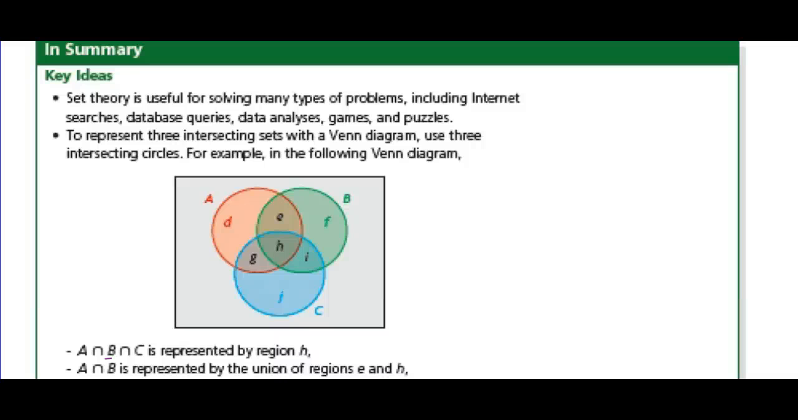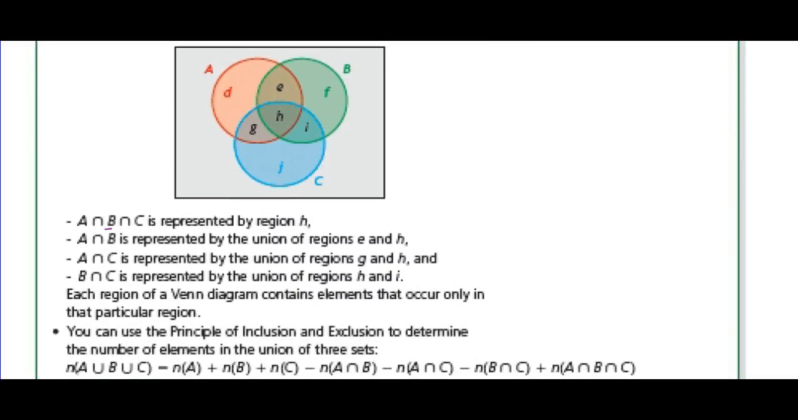Remember, upside down U is intersection, right side up U is union. A intersect B is represented by E plus H. If we say only A intersect B, then we're talking about region E, right? If it's only the intersection of A and B, not including the intersection of A, B, and C.